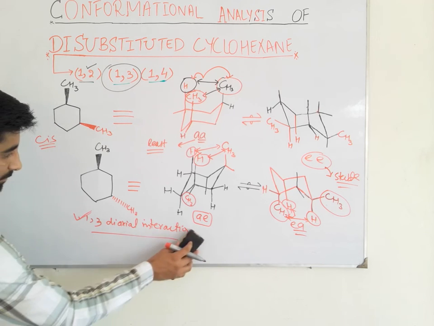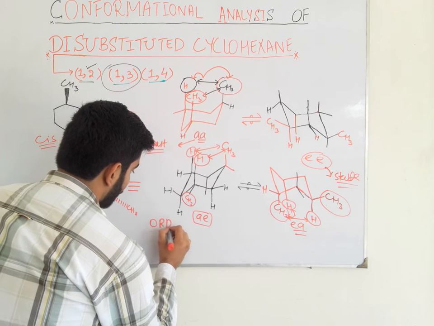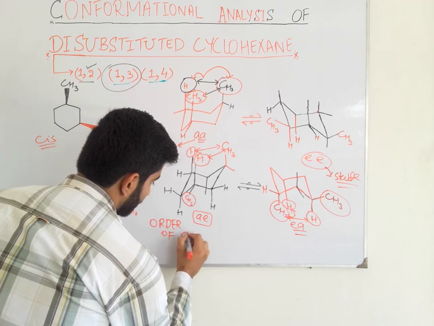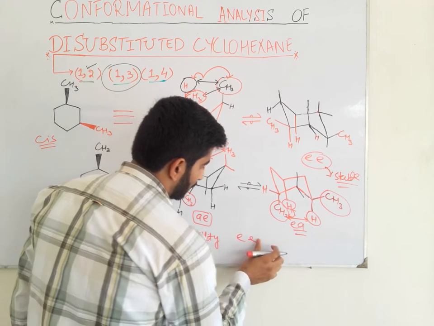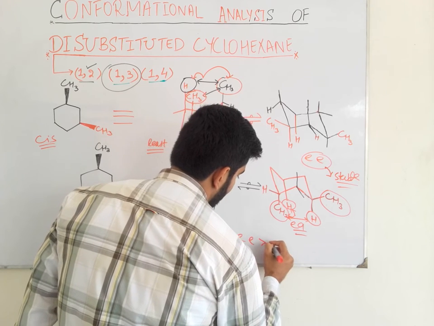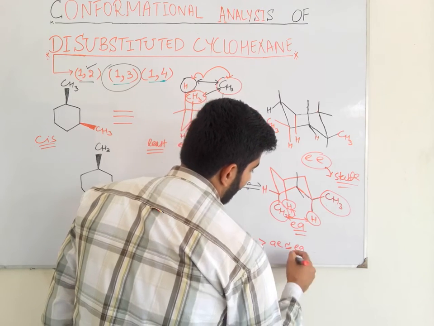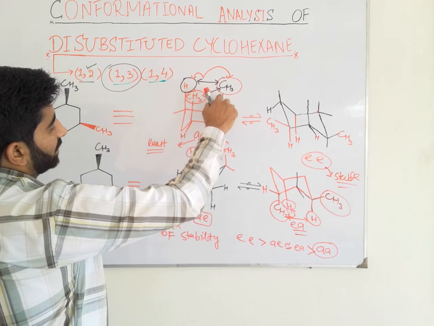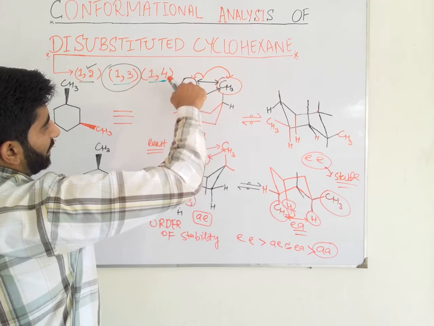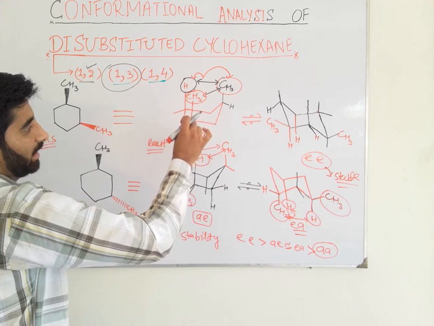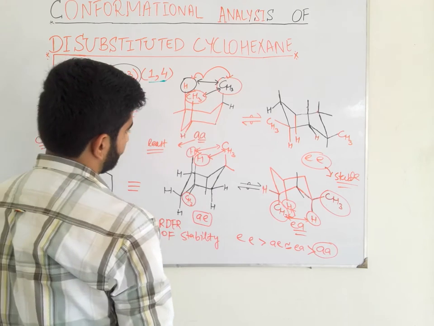So now we discuss the order of stability. Equatorial conformation is more stable as compared to axial equatorial. Axial equatorial is approximately equal to equatorial axial. We will observe that there is a steric repulsion between one methyl group and this methyl group, and one methyl group and hydrogen. So both methyl groups are axial. At the axial position, large steric repulsion is produced due to this conformation.